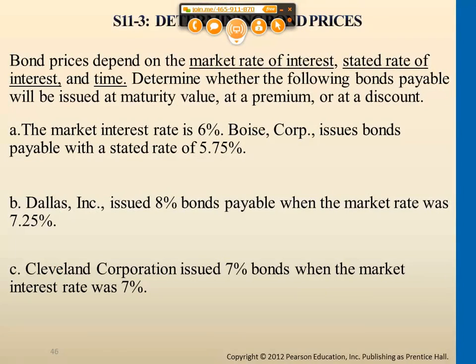All right, let's go over a few simple examples here. It tells you that market bond prices depend on market interest rate, stated interest rate, and time. In the following ABC situations, first case here, the market interest rate is 6%. The company is issuing bonds payable with its stated interest rate of 5.75%. So what does this tell you?